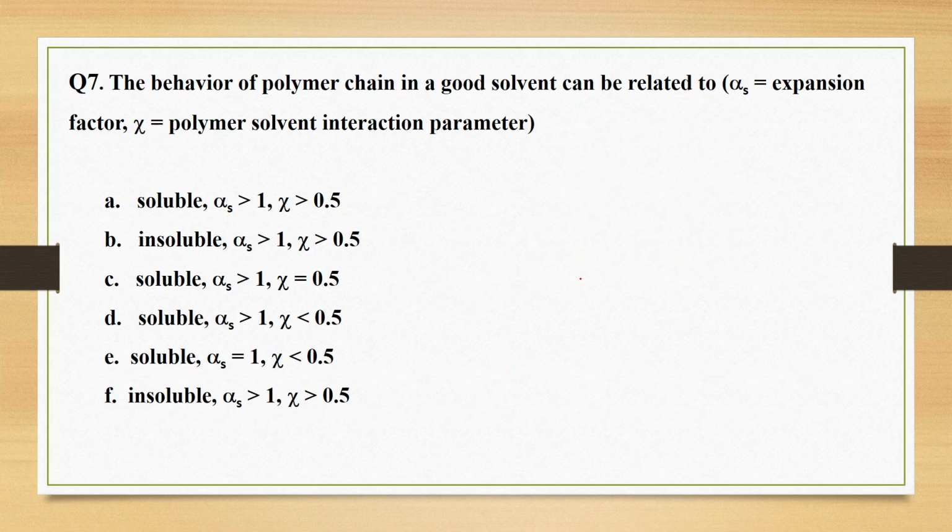Okay, so this is the next one. It states the behavior of a polymer chain in a good solvent. Just remember, a good solvent can be related to the expansion factor and chi. So what will be the condition in a good solvent, whether the polymer will be soluble or insoluble, and what will be the value for the expansion factor and the polymer-solvent interaction parameter chi? Try to select an option from them. Remember that we are talking about a good solvent.